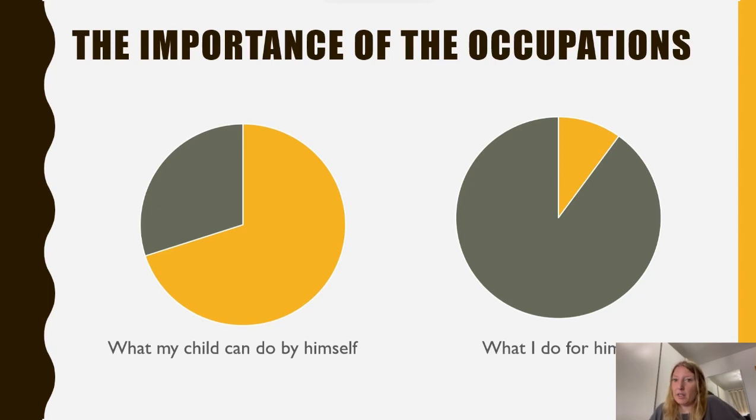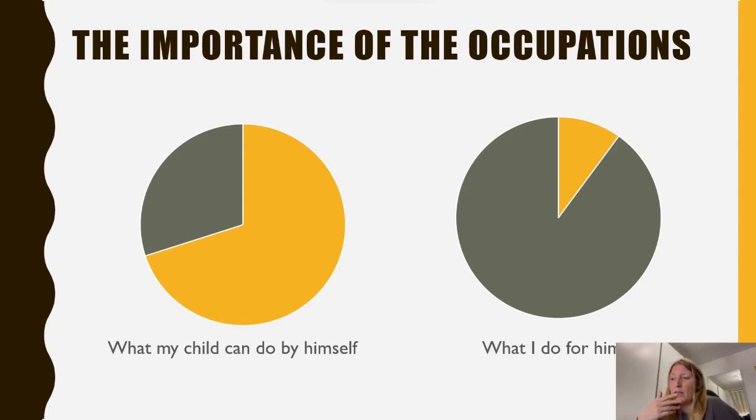From the very beginning, in the babies, the importance of the occupations, okay? So this is what my child can do by himself, and this is what I'm doing for him. Maybe he is able to put the jacket on by himself, but because I'm in a rush, I'm going to put it on for him. Or maybe he's able to put his shoes on by himself, but he needs just some help from me to finish the last part. But because he cannot do it yet, I'm going to do it myself.